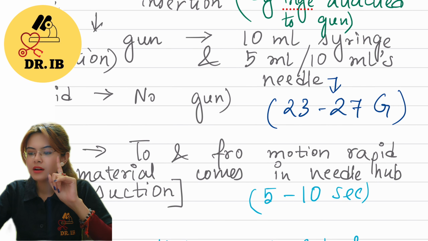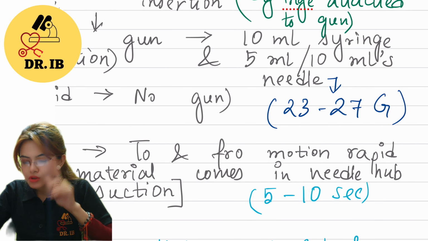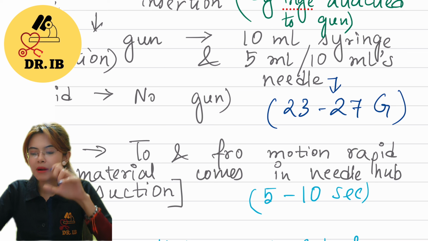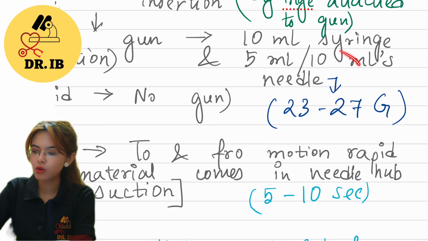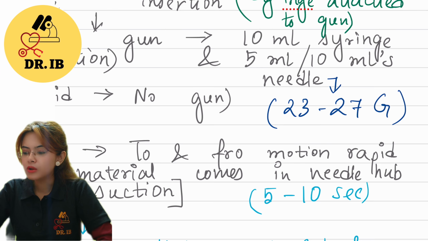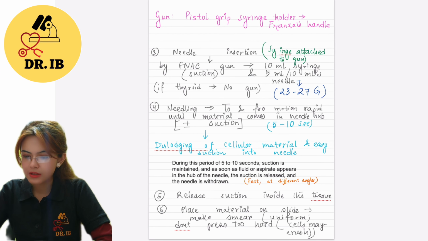What is the syringe that we usually use? We usually use a 10 ml syringe, but the needle is usually 5 ml, and sometimes if the swelling is huge, you can also use a 10 ml syringe. 23 to 27 gauge needle.